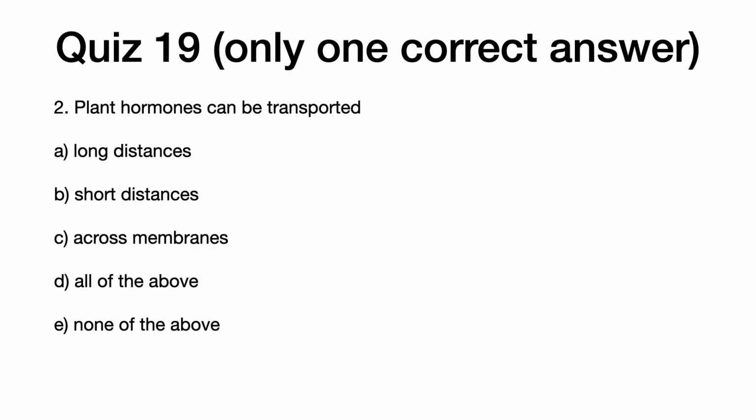2. Plant hormones can be transported. A, long distances. B, short distances. C, across membranes. D, all of the above. E, none of the above.